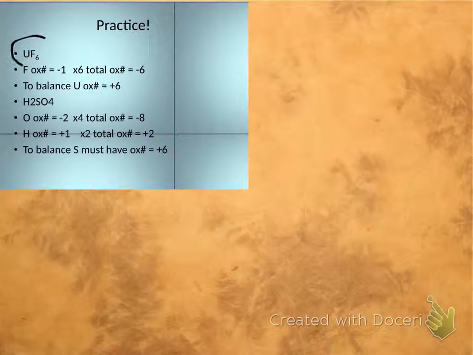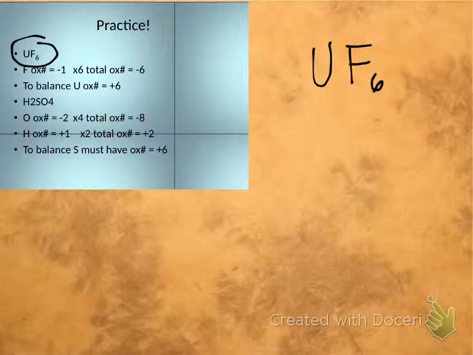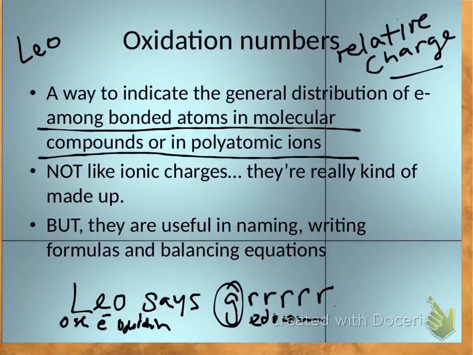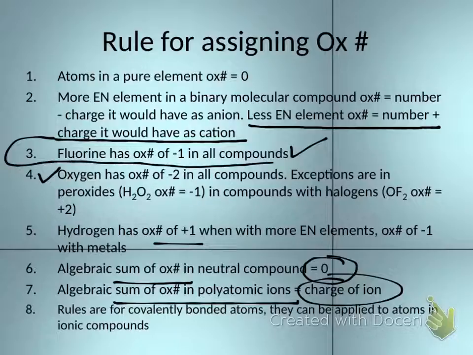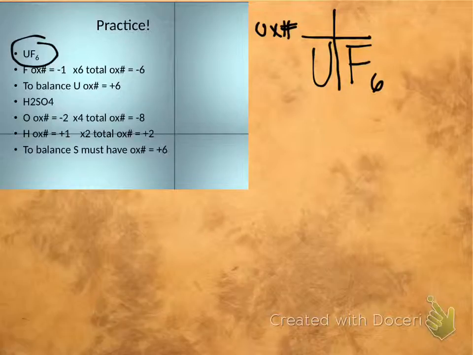So this is uranium hexafluoride, and we could use sulfur hexafluoride to the same effect. I typically start these off like this, and what I'll do is I'll write the oxidation numbers over top of the compound. So, do we have a rule for either of those? If we go back to our rules, yes. Based on rule number 3, what's the oxidation number on fluorine? -1.